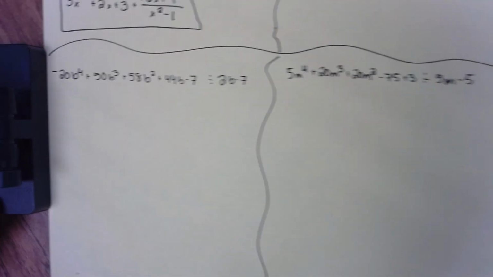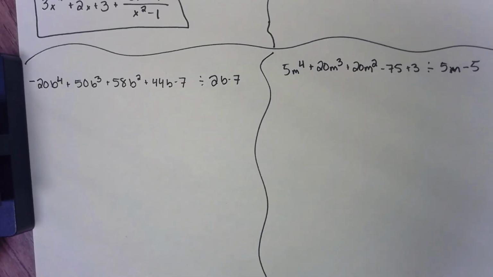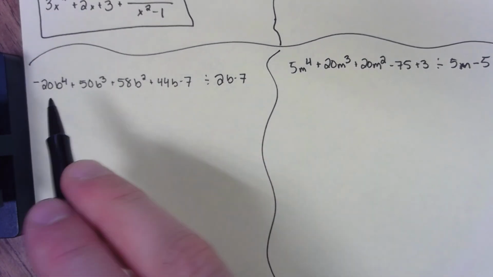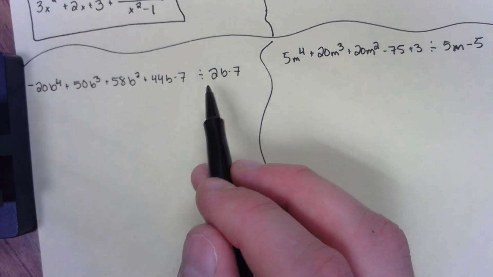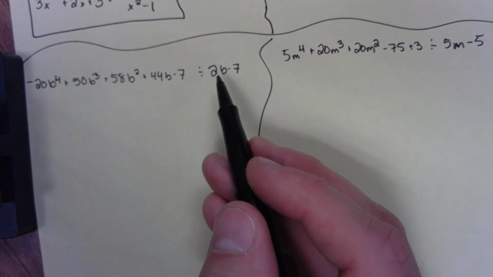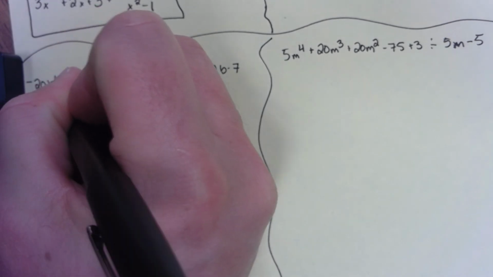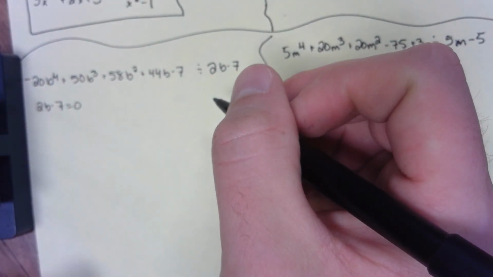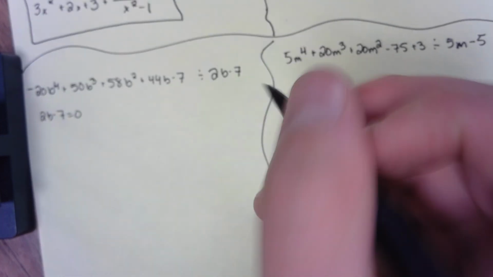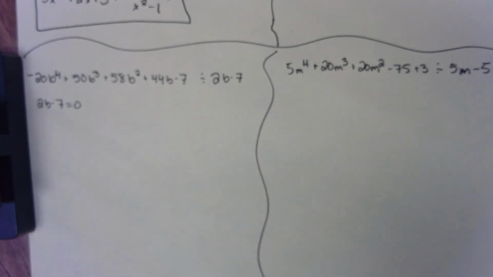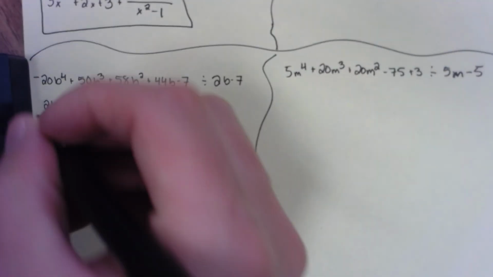All right, so with this division, really what we're doing is we're checking to see if 2b minus 7 is a factor of this polynomial. When we start our synthetic division, we're going to take this factor, 2b minus 7, and set it equal to 0, and we're going to come up with a potential solution. Remember, that's always how we get solutions: we take a polynomial, we factor it, and we take each factor and set it equal to 0. So we get b equals 7 halves.